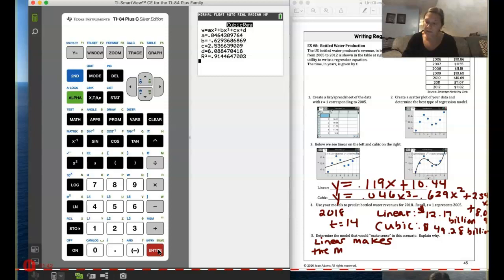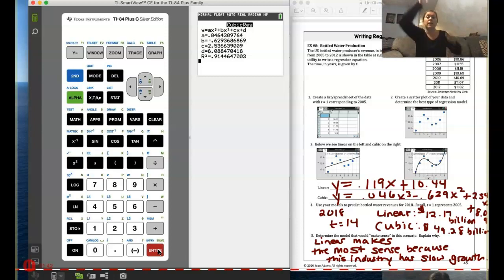Linear makes the most sense because this industry has slow growth, and we're going to assume that it's slow growth. So you might want to make note that if it's something that has quick growth, then we would go with the cubic, because if you remember your cubic graph, it shoots right up there as opposed to a slow, steady climb with the linear.